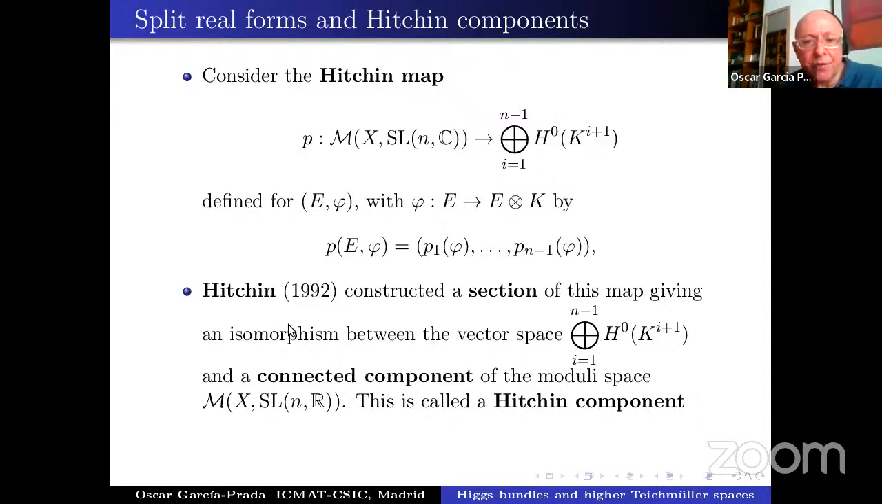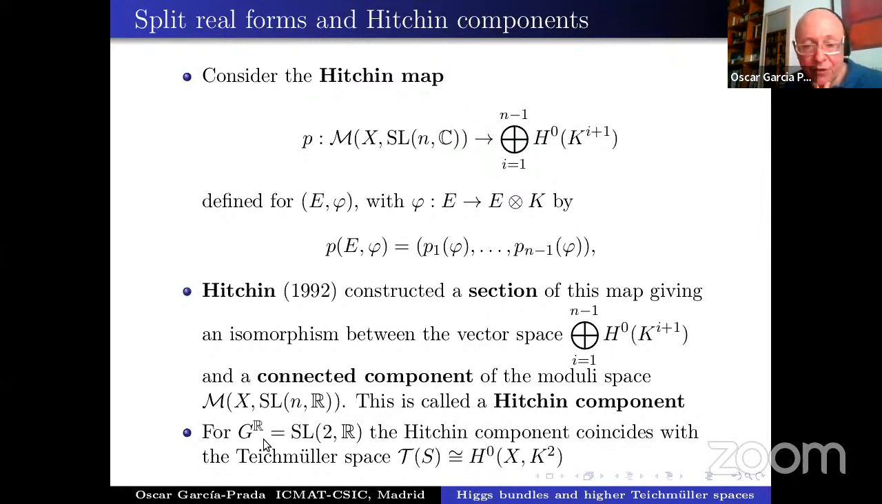But the emphasis today is not on that, but on the fact that one can construct a section of that map. So that is a map from this Hitchin base to the moduli space here. This is what Hitchin did. And that section, he actually showed that, in fact, lands in the moduli space of Higgs bundles for SL(n,R), so you can view it as inside of this. In other words, that corresponds to representations of the fundamental group in SL(n,R). And Hitchin showed, in his paper in 92, 30 years ago, that this is a component, and that is called nowadays a Hitchin component.